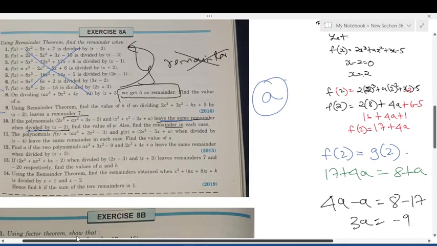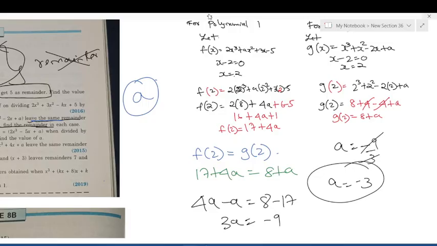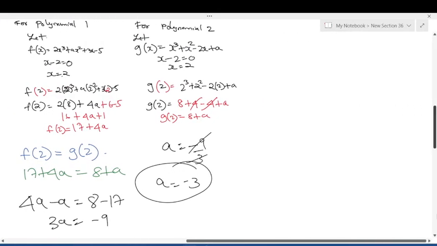What else have they asked us? Find the value of a. Also, what else is given? Also find the remainder in each case. Usually, if the remainder was given, what do we do, students? We take f of x is equal to the remainder value, right? Remainder value. Minus 3. If you substitute this.